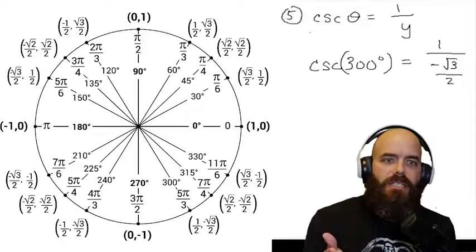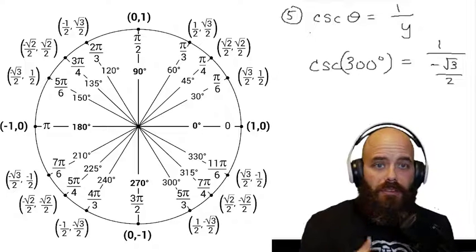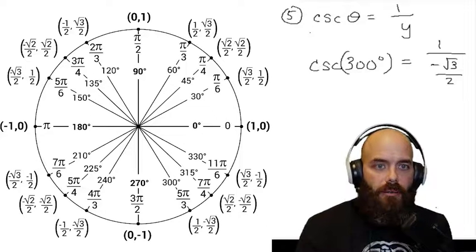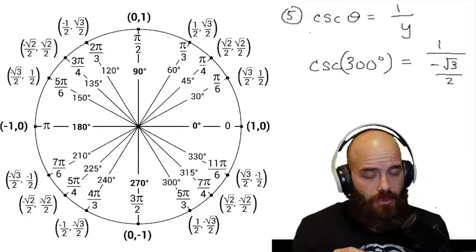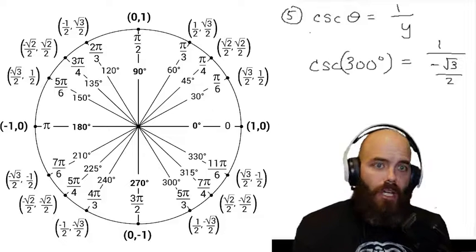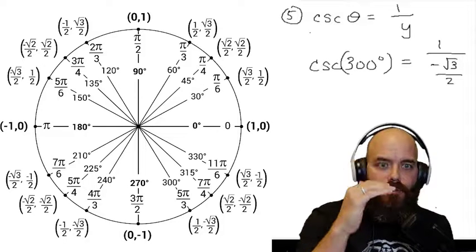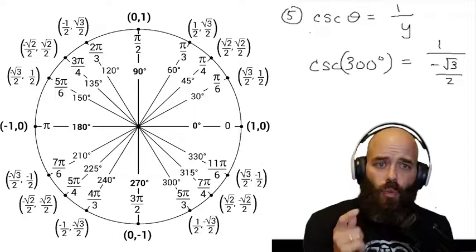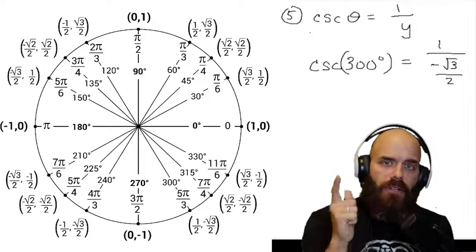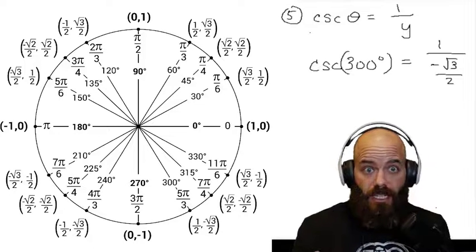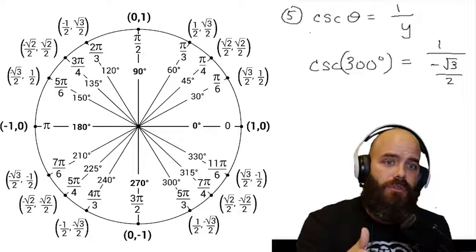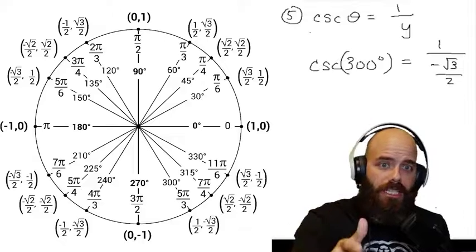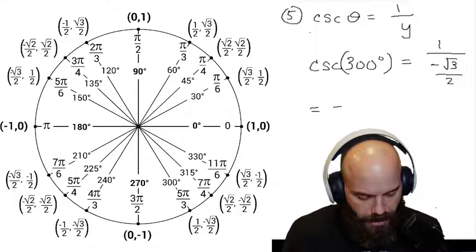All right, but now I'm in a situation where I have to divide fractions. But here's the neat thing. I know cosecant is the reciprocal of sine. And so instead of looking at this as two fractions being divided, I can just say, well, I know cosecant is the reciprocal of sine. So sine at 300 degrees is negative root 3 over 2. Therefore, cosecant at 300 degrees is negative 2 over root 3.